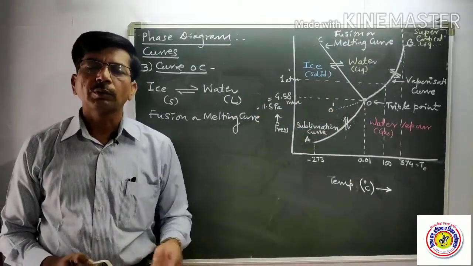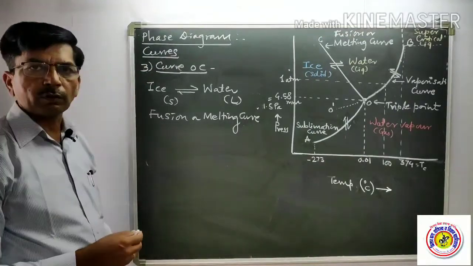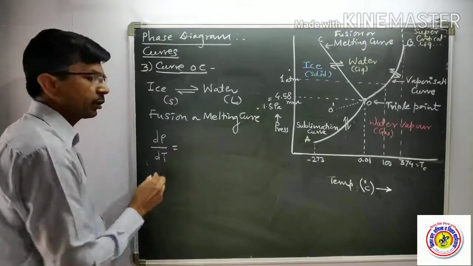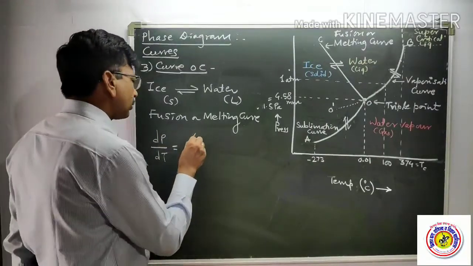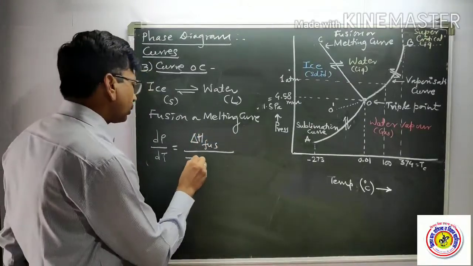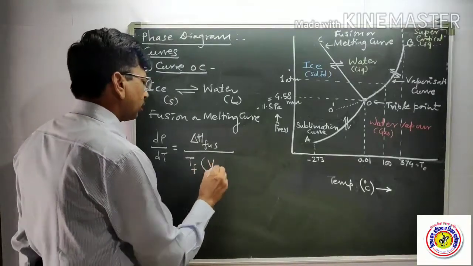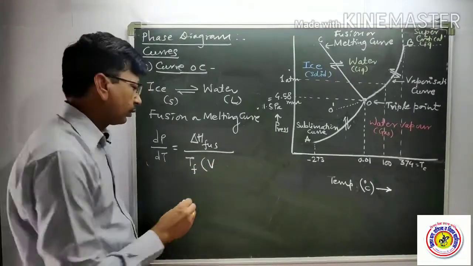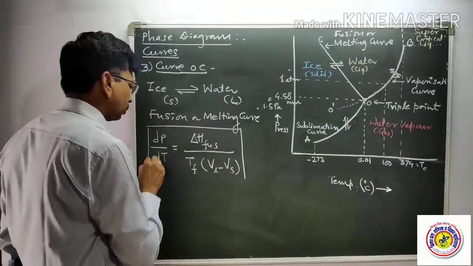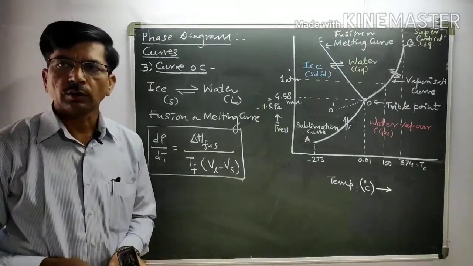The thermodynamic relationship between the two states is given by the Clausius-Clapeyron equation, and the equation is again change in pressure with change in temperature is equal to delta H, the enthalpy of fusion, upon temperature of fusion, or melting point temperature, in brackets volume of the liquid state minus volume of the solid state. So this is the Clausius-Clapeyron relationship for this particular state.